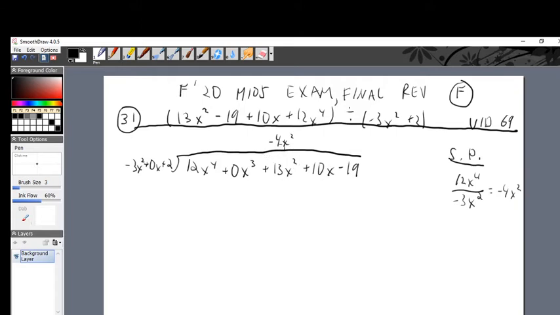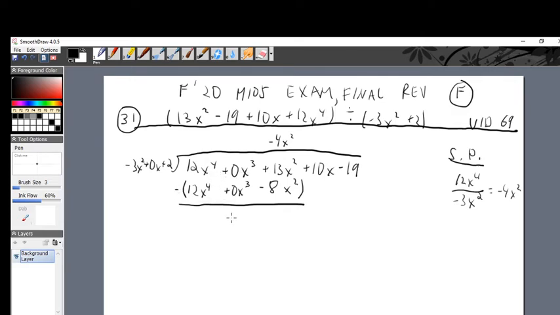What do I do with that minus 4x squared? Minus 4x squared times negative 3x squared is 12x^4. That's what we wanted. Minus 4 times a 0 is going to be just plain 0x cubed. So I'll write the whole thing out, 0x cubed. Minus 4x squared times 2 is going to be minus 8x squared. There we go. Subtract this whole thing from the first line.